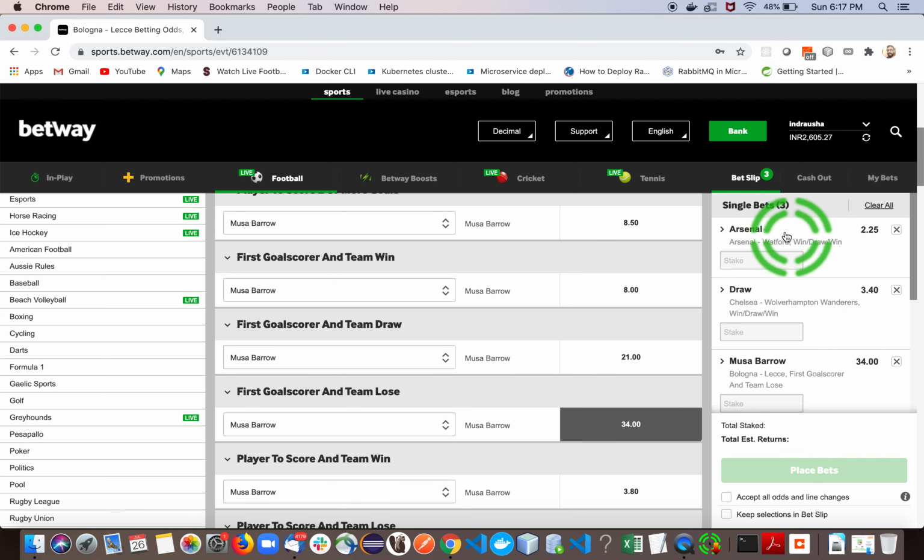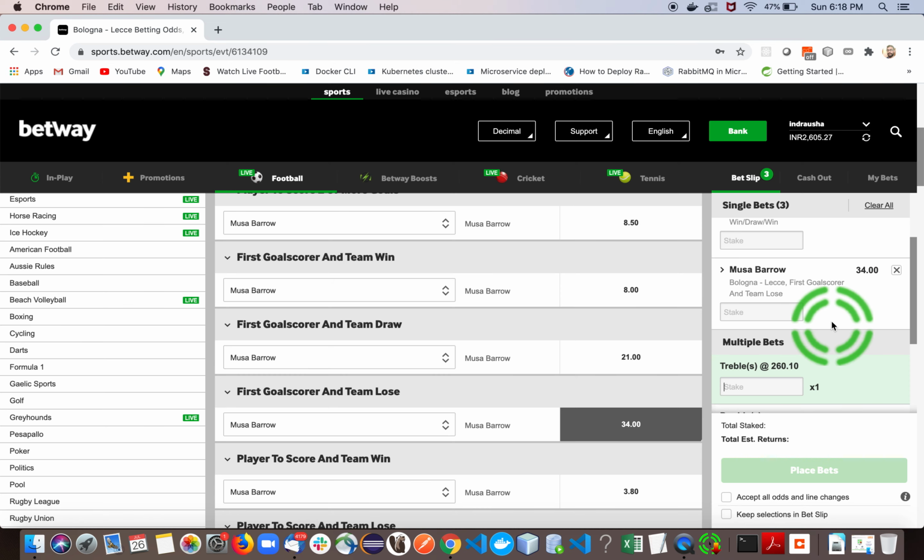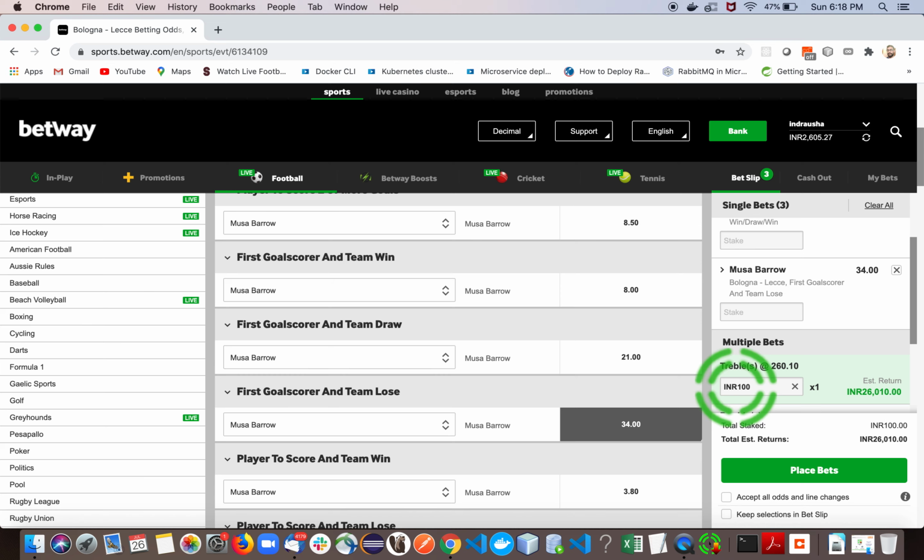Now we have selected three bets here, and you can see the odds of each bet. As it's a treble, the odds have increased so much, because we need to win all three of these bets to win. If we lose any of the bets, we will lose all the money. If we put even 100 here, the estimated return is very good. Again, that's a bit risky, but if you have a profit, it would be great. If you want to gain a very good margin of profit, you need to take risk. So if you want to take risk, you can go for a double or treble. That's the concept here.